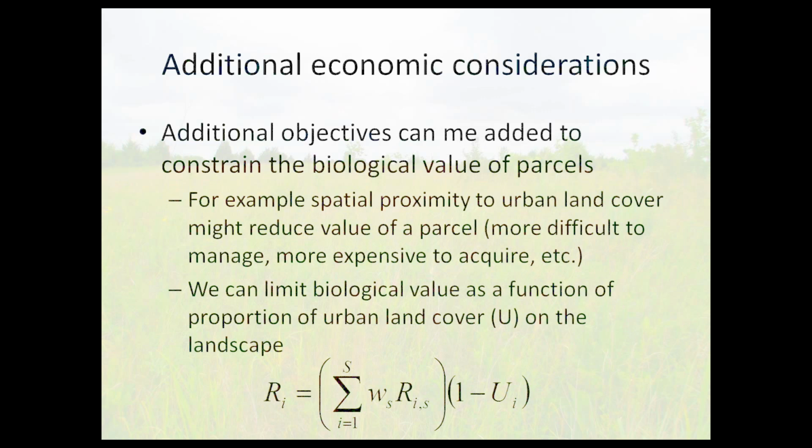So if you have a patch of potential grassland that is surrounded by urban land cover, residential homes, you may not have the freedom to burn those patches. You may not have the freedom to graze those patches. So that could limit the value of that patch. So what we can do then is take our original summed weighted value of a patch as biological value and constrain that value by the proportion of urban land cover in a landscape. So then your R sub I, the reward or the value of a particular patch, is equal to the weighted sum of your species value at each site times 1 minus the proportion of urban land cover in that landscape. So this discounts any patches that are surrounded by lots of urban in that landscape.